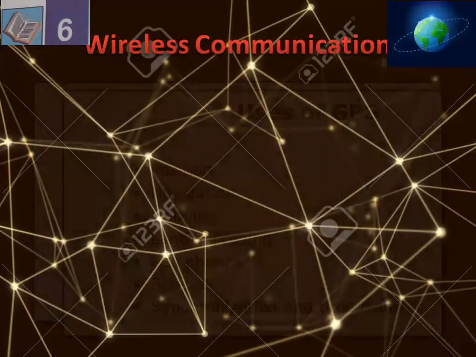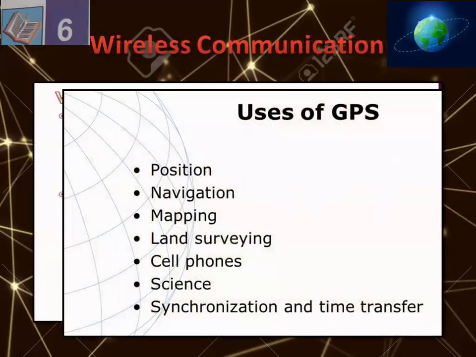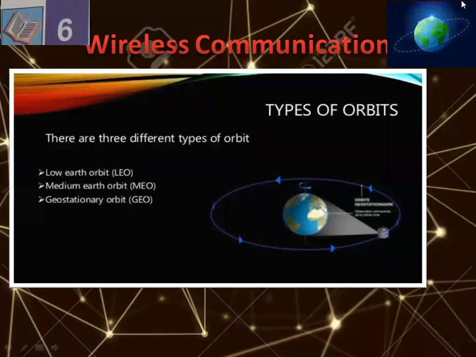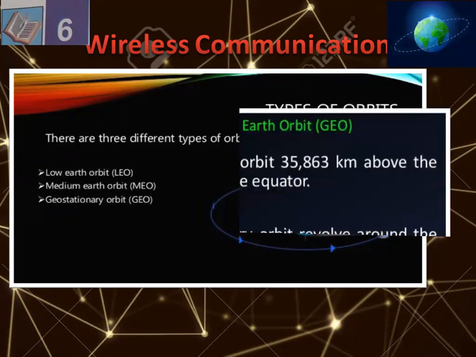So there are three different types of orbit: low Earth orbit, LEO, medium Earth orbit, MEO, and geostationary orbit.